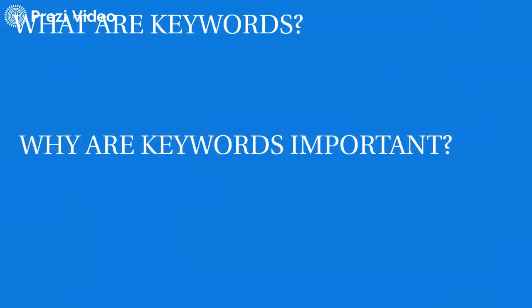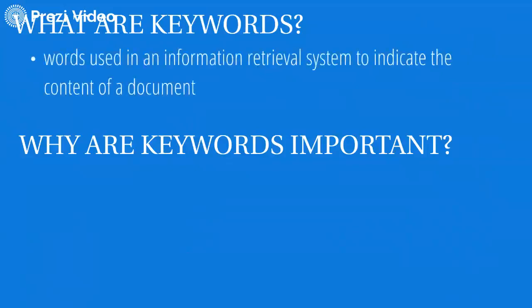So the first thing that we're going to talk about are keywords. And you might be wondering to yourself, what are keywords? The definition of keywords is that they are words that are used in an information retrieval system like a database or an online search engine to indicate the content of a document. So the keywords are what something is about. And why are those important?